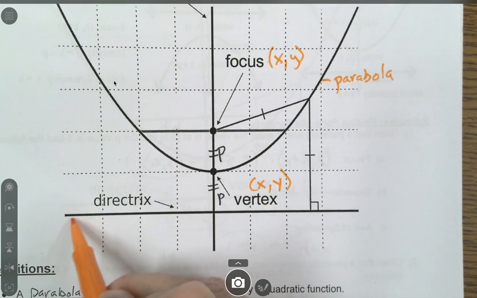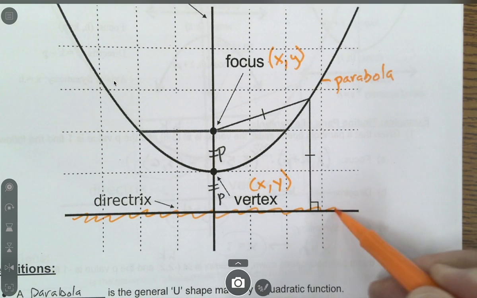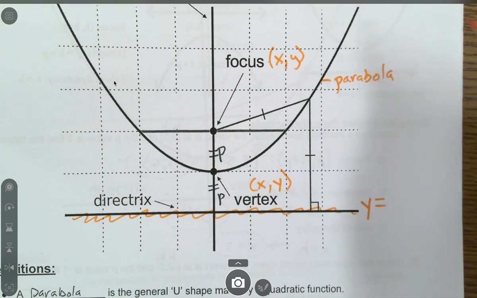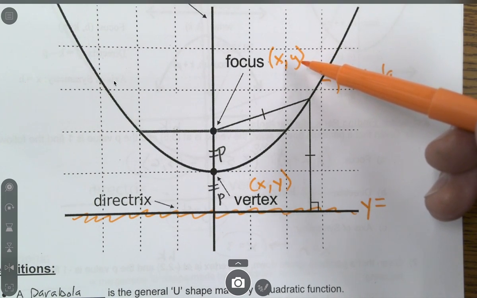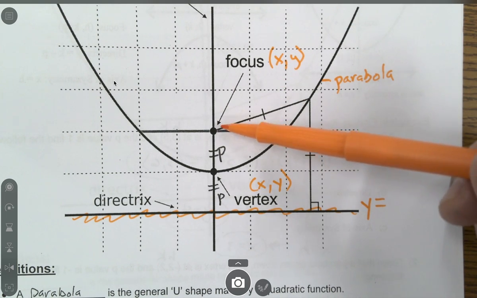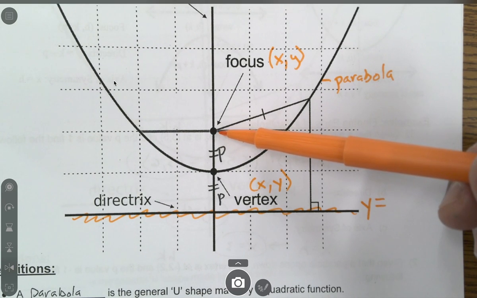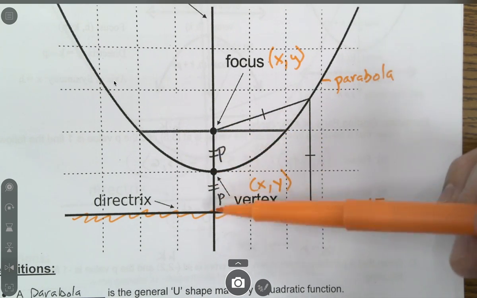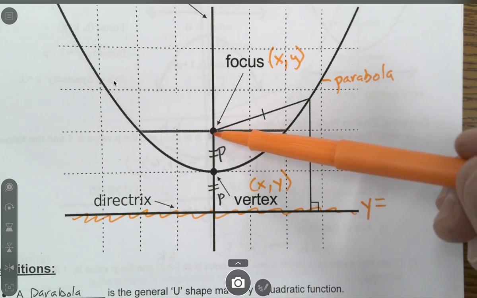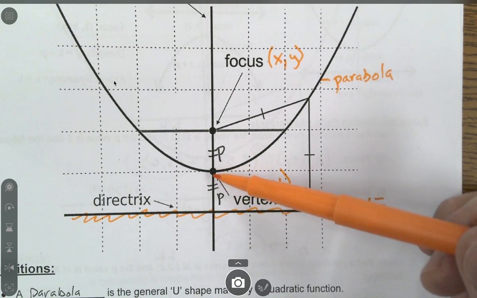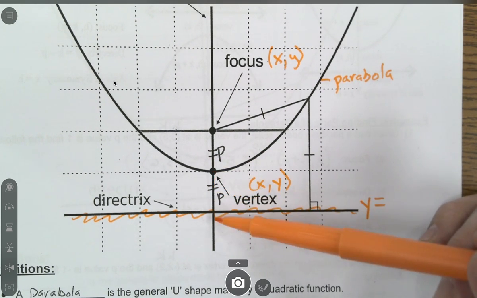But the directrix, this line here on the bottom, is going to have a value of y equals, because it's a line. So the focus is a fixed point, and the directrix is a line. The focus is always inside the parabola. The directrix is always on the opposite side of the vertex, and they're the same distance apart. From the focus to the vertex, they're 1 unit apart. Notice the directrix is 1 unit on the opposite side of the vertex.